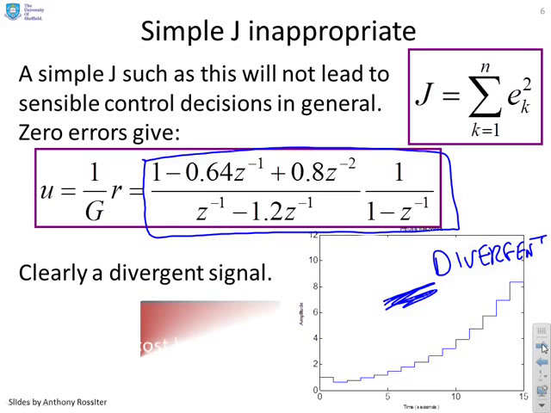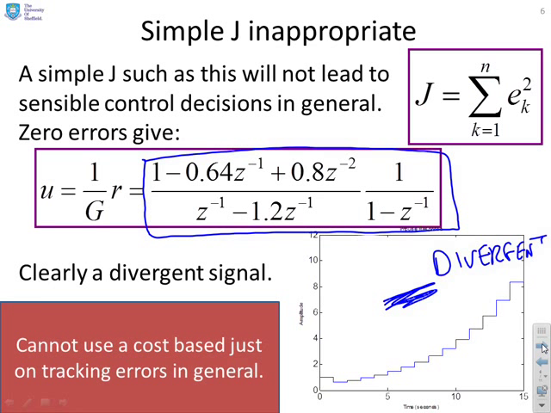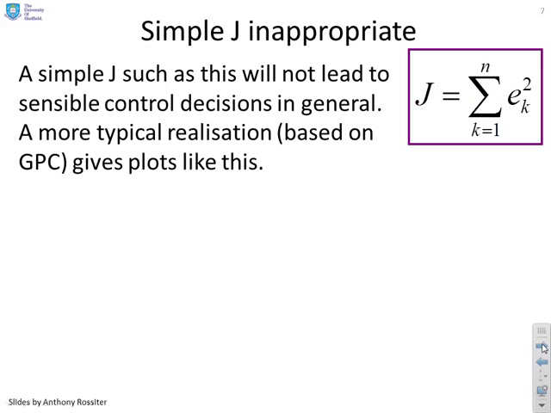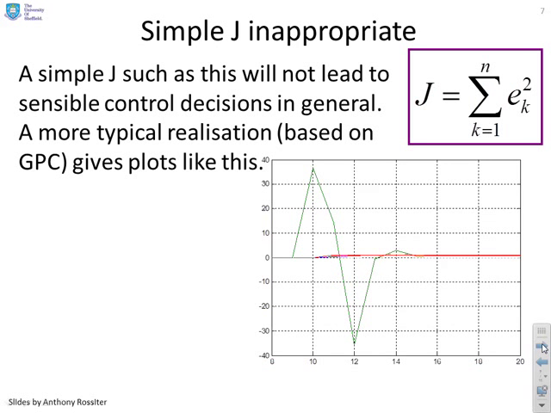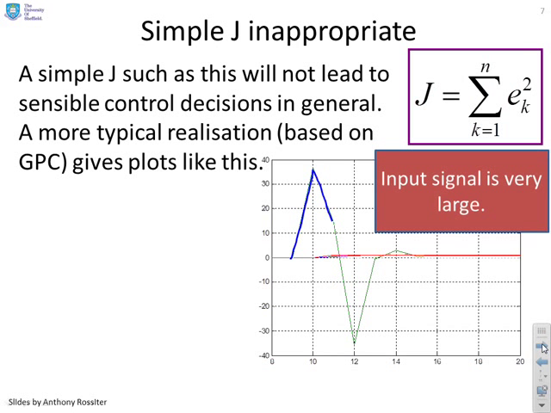So what do you conclude? A cost based just on tracking errors in general gives you poor input signals, and so it's not a very wise choice. We've got a different example here, not so bad as the last one, but just to demonstrate the point. So what you can see here is an input signal which is very, very large. Here's the input signal that comes when I just minimize the tracking errors.